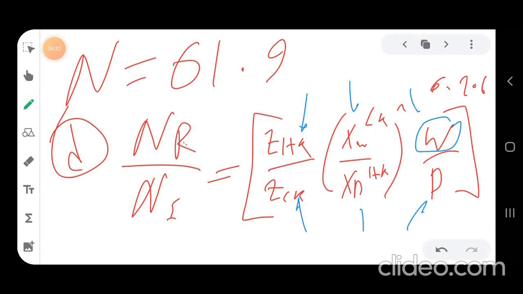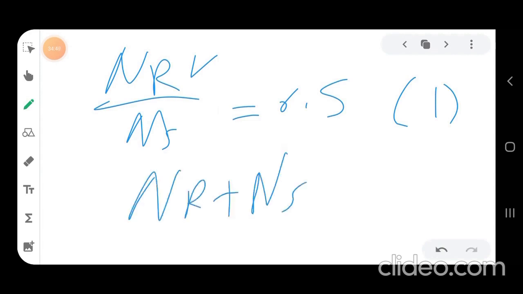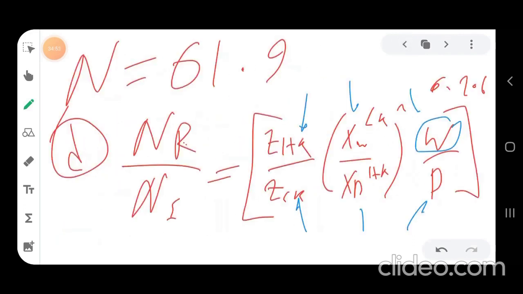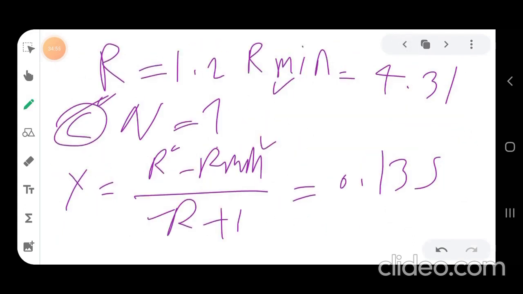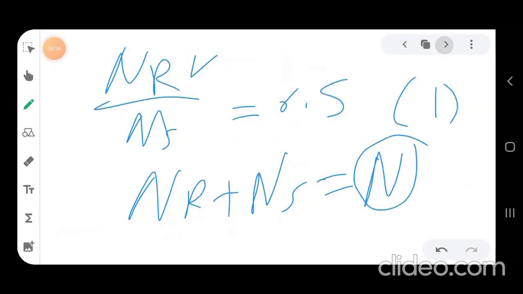So using a calculator, you will get a value of NR over NS equal to 0.5. Again, this is one equation but two unknowns. How to get these two unknowns? We need another equation. The other equation will be NR plus NS is equal to N, the total number of stages, which we know from the Gilliland correlation. The Gilliland correlation gives us the total number of stages as 61.9.